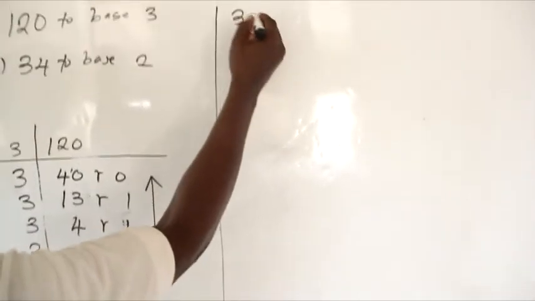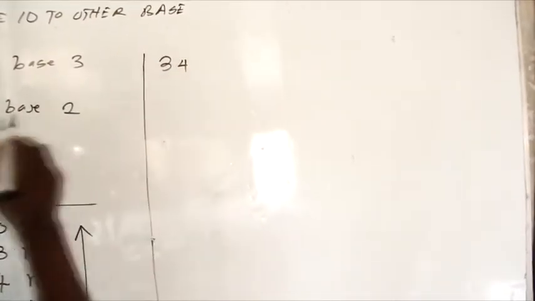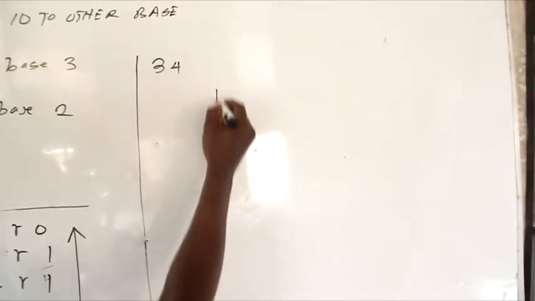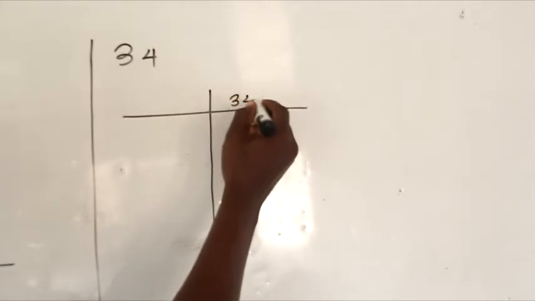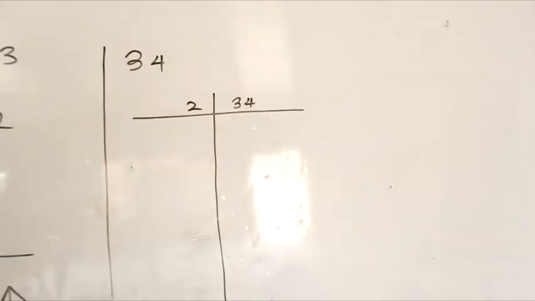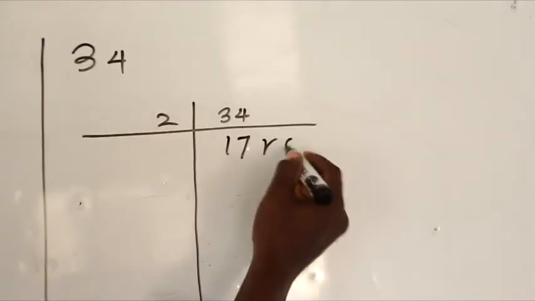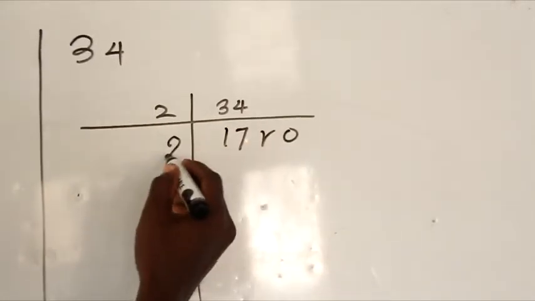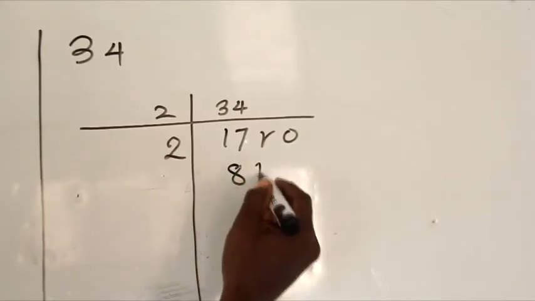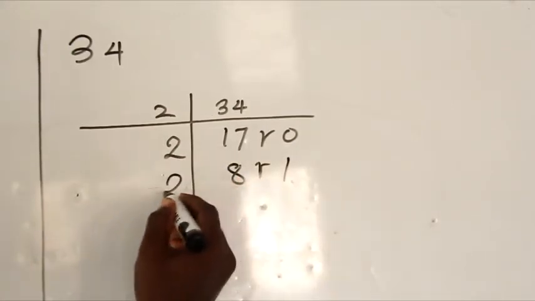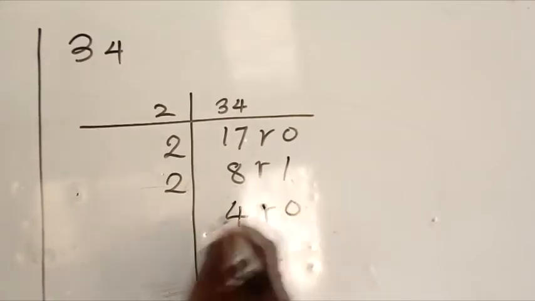We have 34. We have to convert it to base 2. Okay. Again, we are going to use the repeated division. This is 34. This is 2. 2 goes into 34. It's going to be 17. There is no remainder. Remainder 0. 2 again. 2 goes into 17. It's going to go 8 times. Remainder 1. 2 goes into 8. Going to be 4. Remainder 0.